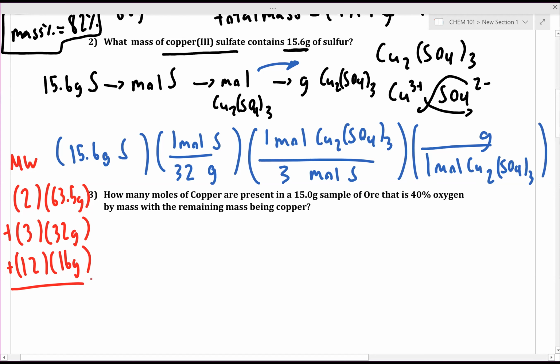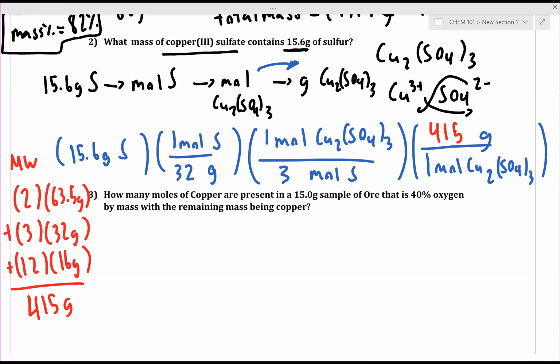and that in turn gives us a molar mass of, let's punch it in, 2 times 63.5 plus 3 times 32 plus 12 times 16 gives us a molar mass of 415 gram per mole. So we'll plug that in up here. We now have all the information we need to complete this problem. Does that sidebar calculation make sense? Okay. So let's now execute on this.